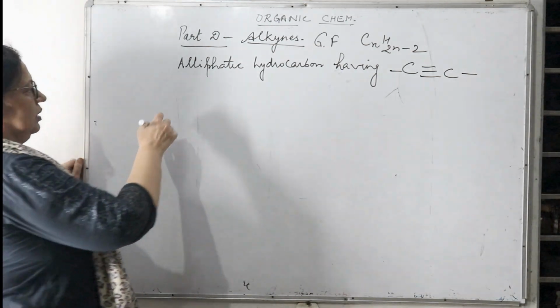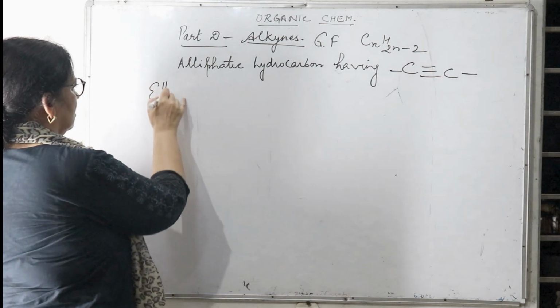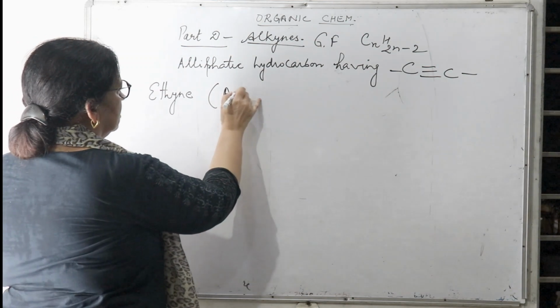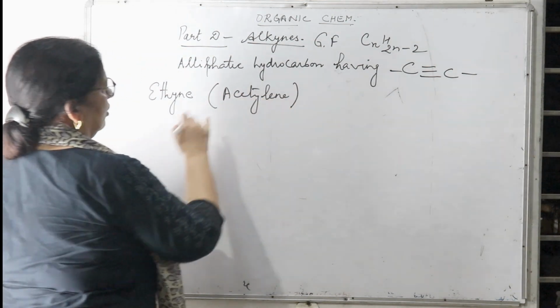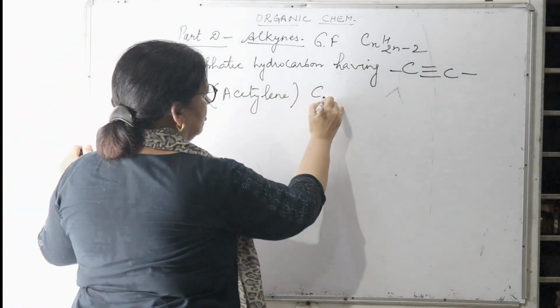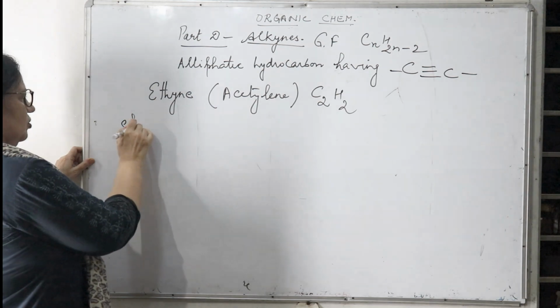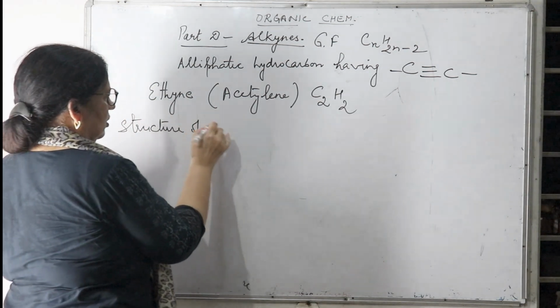Carbon-carbon triple bond. So here we'll study ethyne. Commonly it is called acetylene. Formula is C2H2. Now what is the structure of ethyne?